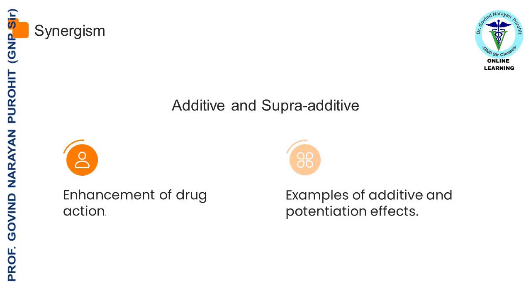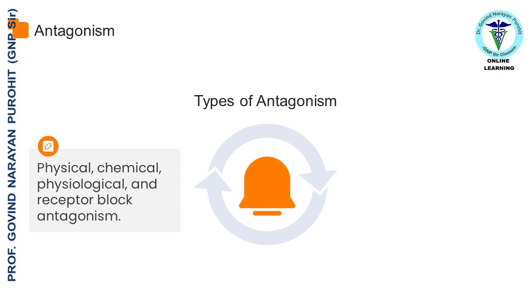When the action of one drug is facilitated or increased by the other, they are said to be synergistic. Synergism can be additive or supra-additive, called potentiation. An example of an additive effect is aspirin plus paracetamol as analgesic and antipyretic, and an example of potentiation is acetylcholine plus physostigmine, resulting in inhibition of acetylcholine breakdown. When one drug decreases or inhibits the action of another, they are said to be antagonistic. The antagonism can be physical, chemical, physiological, and receptor-block antagonism.